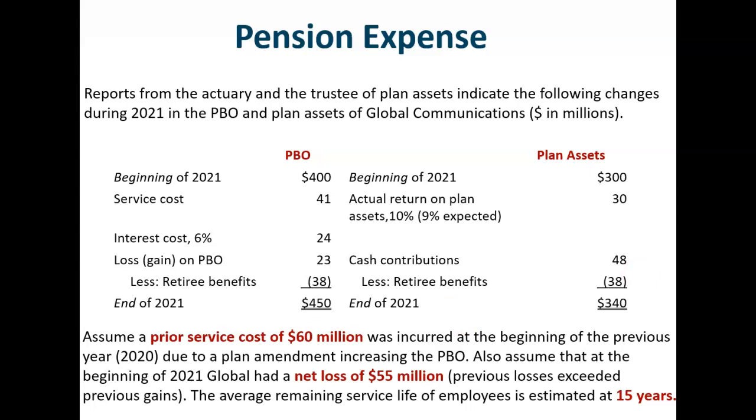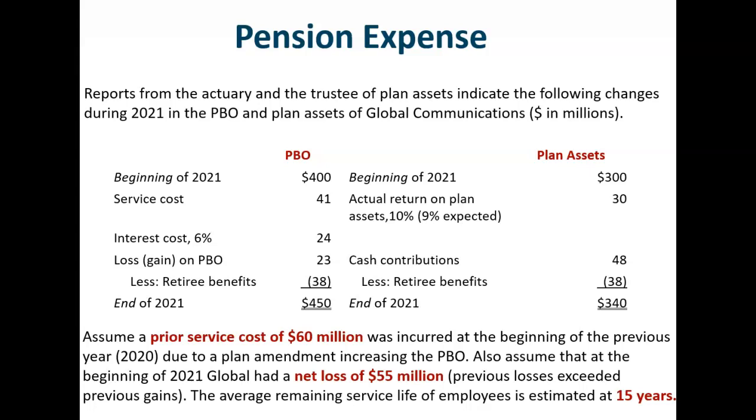The prior service cost must be amortized over the remaining service life of active employees, beginning in the year the plan was amended. The average remaining service life of employees in this example is estimated to be 15 years. $60 million divided by 15 equals amortization of prior service costs of $4 million per year. And remember, this plan was amended in 2020, so the first $4 million of amortization happened in the year 2020.